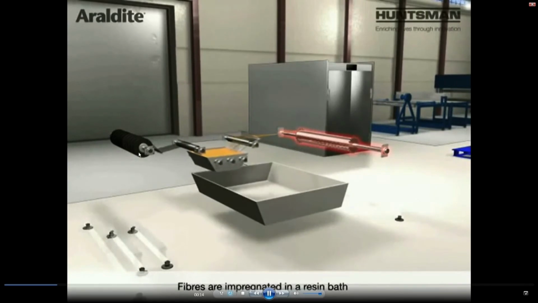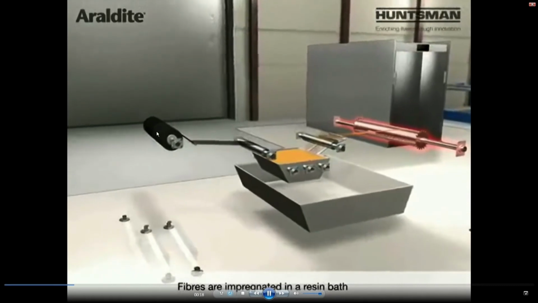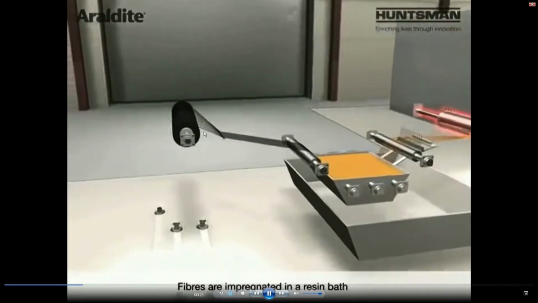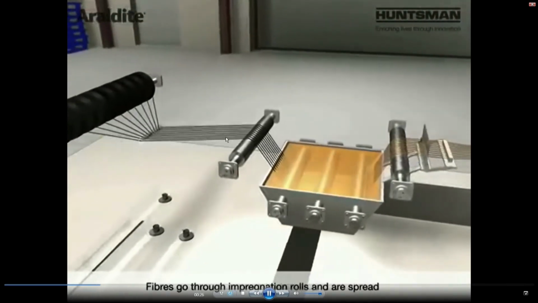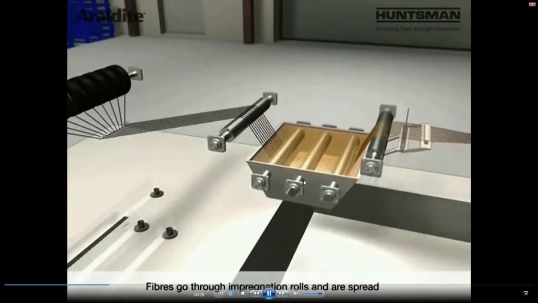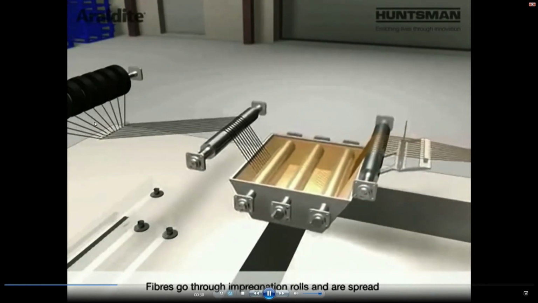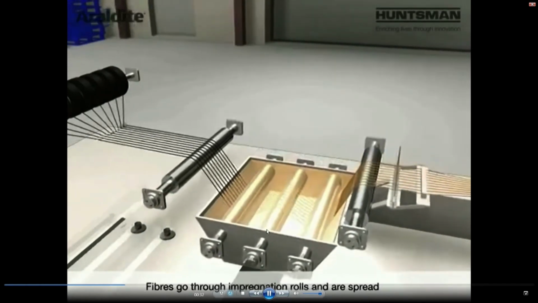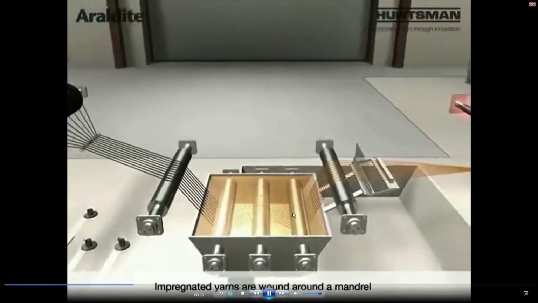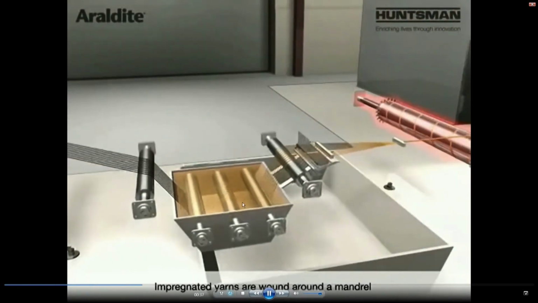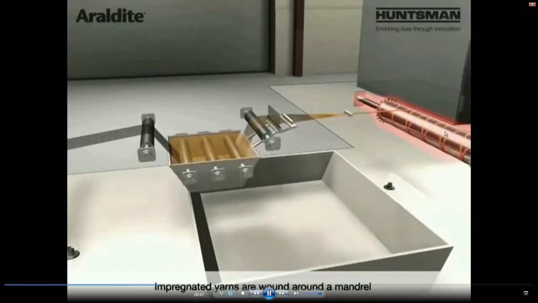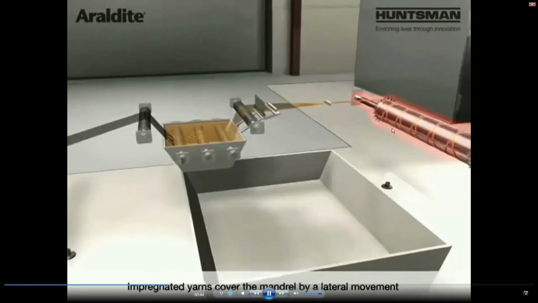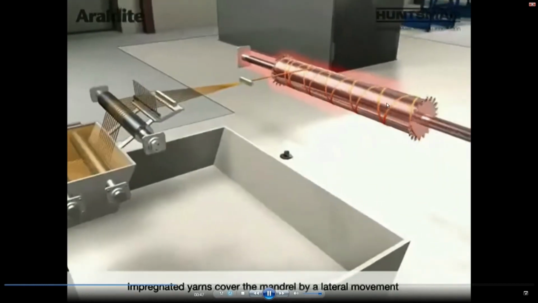So the fibers are impregnated in the resin bath. This is the fiber creel. The fibers are coming from the fiber creel. These are the fibers that are coming. This is called the preformer. The fibers are coming from here. They are going towards the resin bath. This is the resin bath. Continuous movement of the fiber, and they are here getting impregnated in the resin bath, and then the impregnated yarns are wound around the rotating mandrel. Here we have the rotating mandrel, it is rotating continuously and the fibers are getting wound over the rotating mandrel.